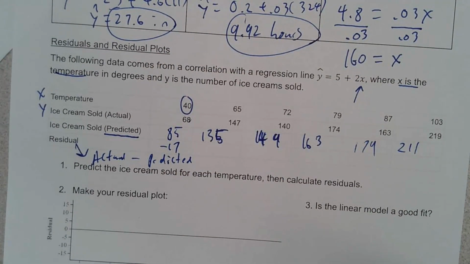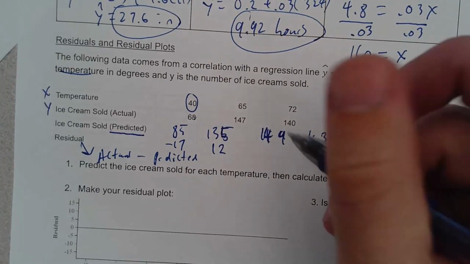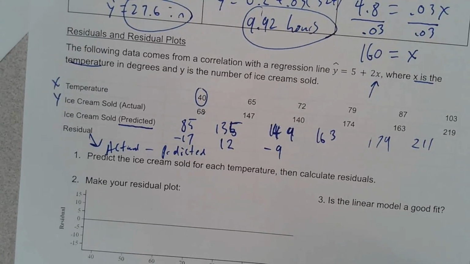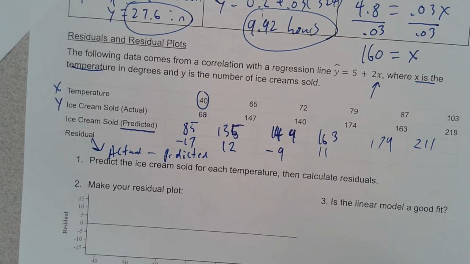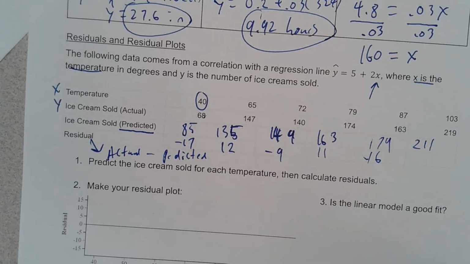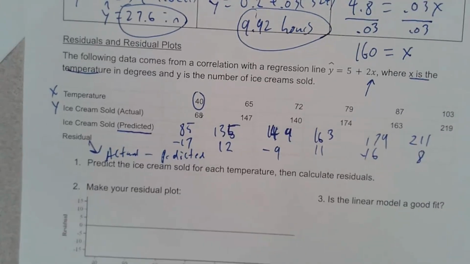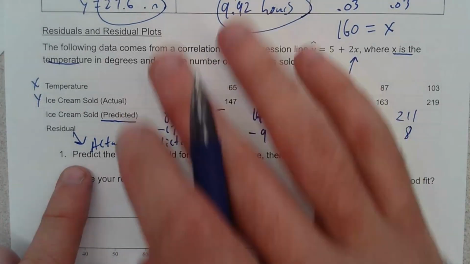147 minus 135, 12. 140 minus 149, negative 9. 174 minus 163, 11. 147 minus 163, negative 16. And then 219 minus 211 is 8. That's one done. We made our predictions by plugging it in, then we subtracted to find the residuals.